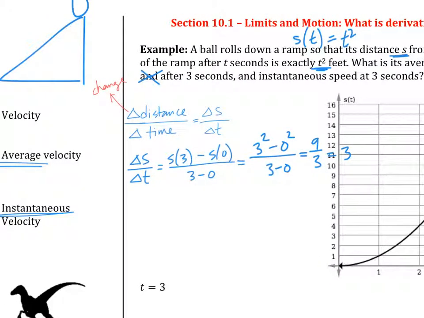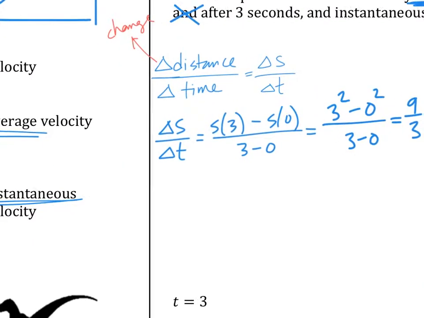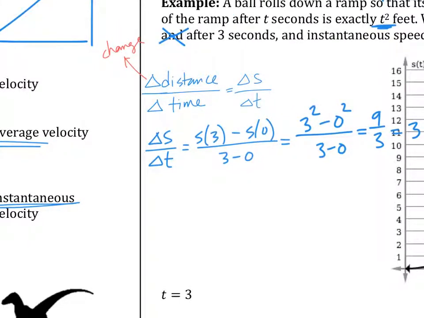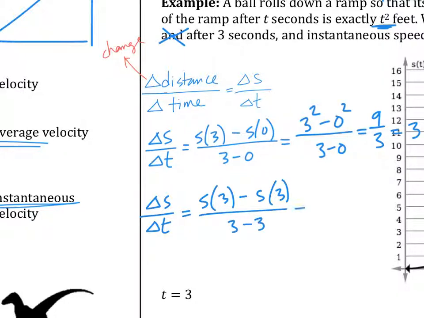Okay, what is the actual speed at 3 seconds? Well, the speed is change in distance over change in time, right? So that is distance at 3 seconds minus distance at 3 seconds, over 3 seconds minus 3 seconds. What is that? 0 over 0, right? What does that even mean?